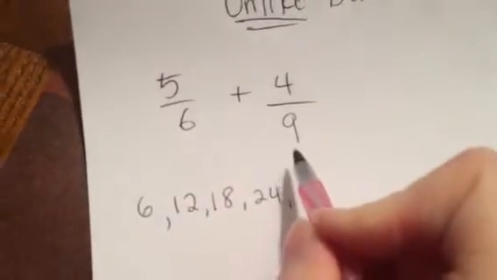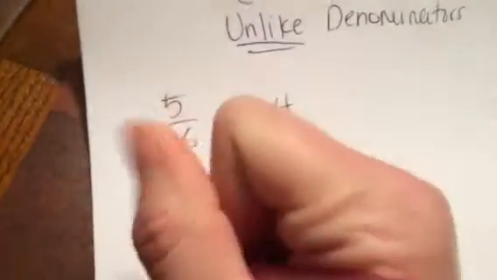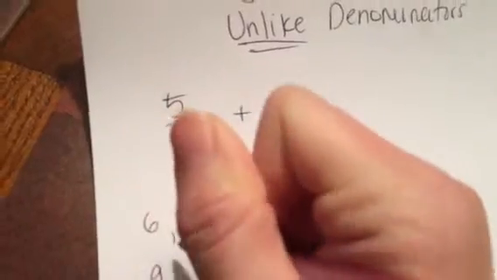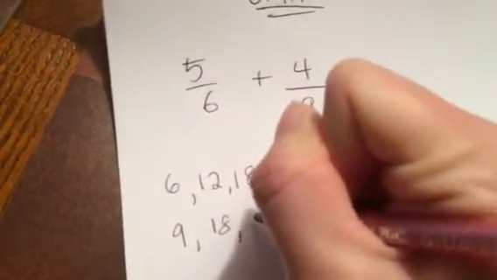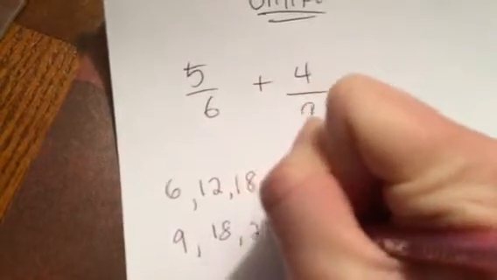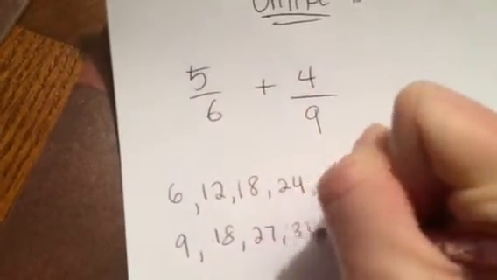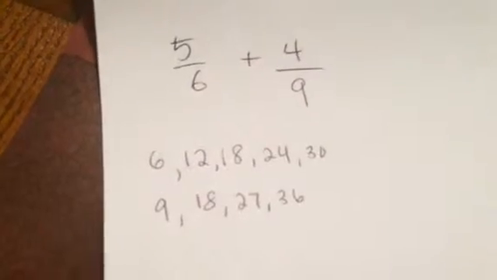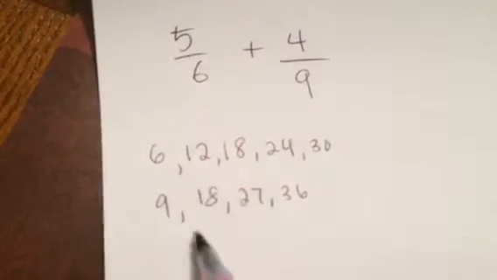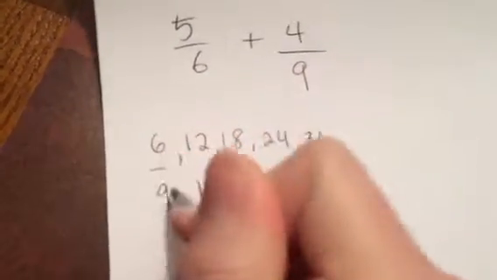Okay, let me list the multiples for 9 now. So we have 9, 18, 27, 36. So I listed multiples of each, 6 and 9.